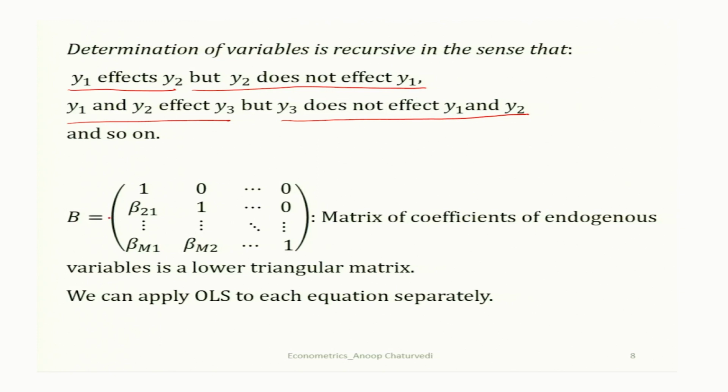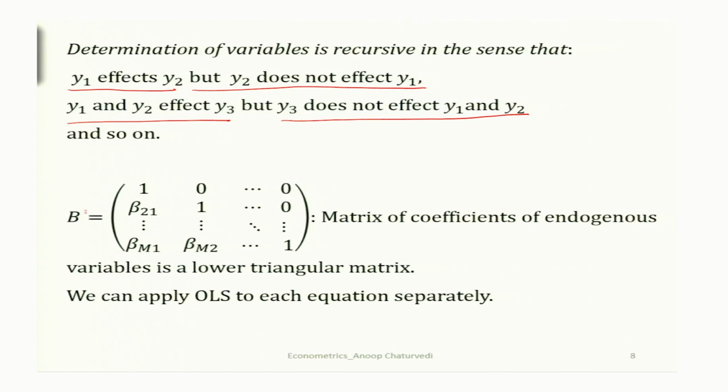And the matrix of coefficients of endogenous variables is of this form. Say it has 1, beta 2 1, and so on up to beta m 1, then 0, 1, and so on up to beta m 2, and so on. So, it is a triangular matrix, a lower triangular matrix. So, that is why this system of equations is also called a triangular model. It may be an upper triangular matrix also. So, even if B is an upper triangular matrix, it is called a recursive system of equations.